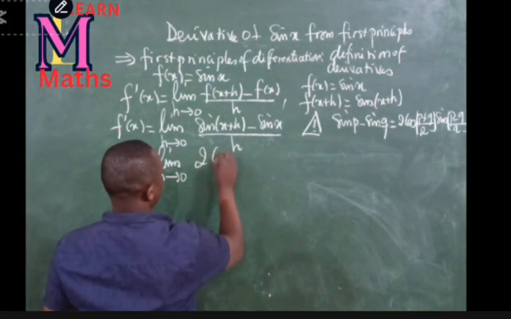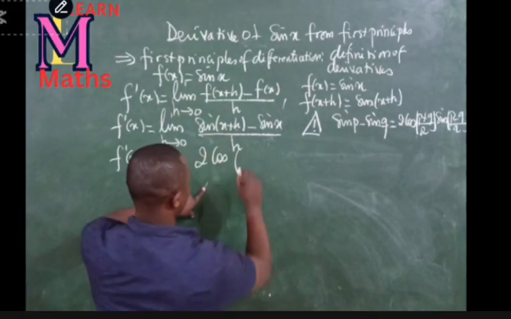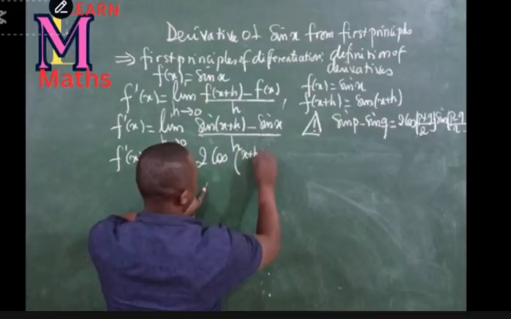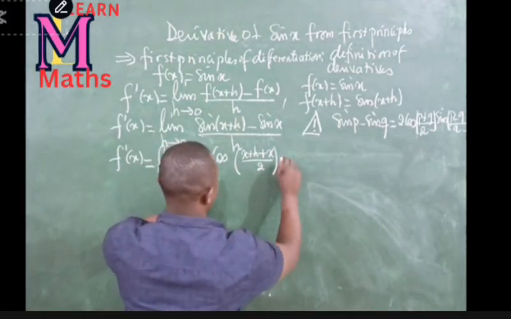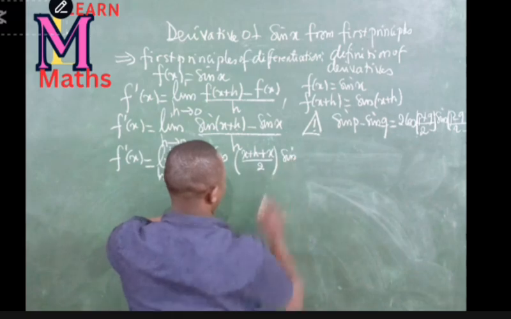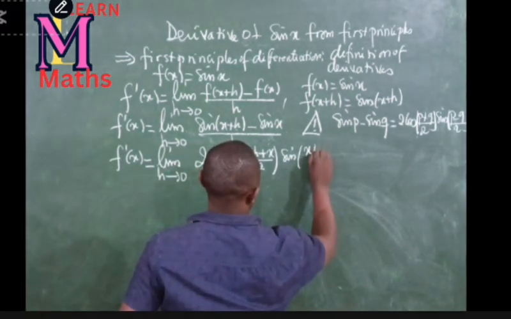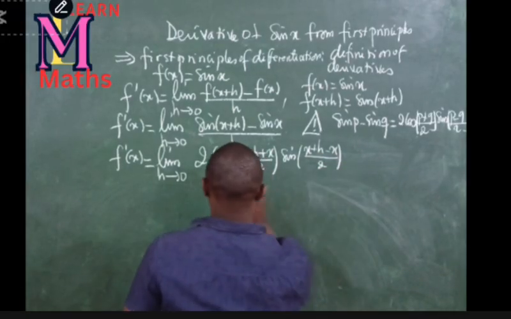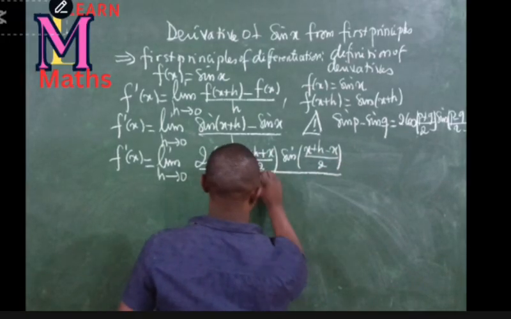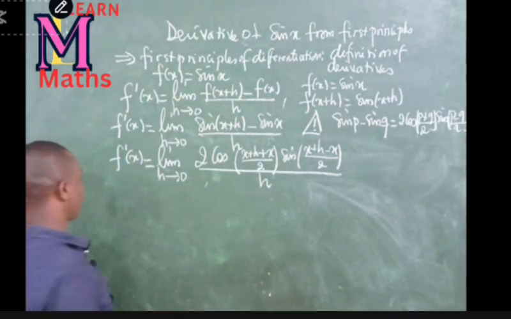Here is 2 times the cosine of, here we have p as x plus h, so x plus h plus x over 2, times the sine of x plus h minus x over 2, all over h. I told you that h is very small.